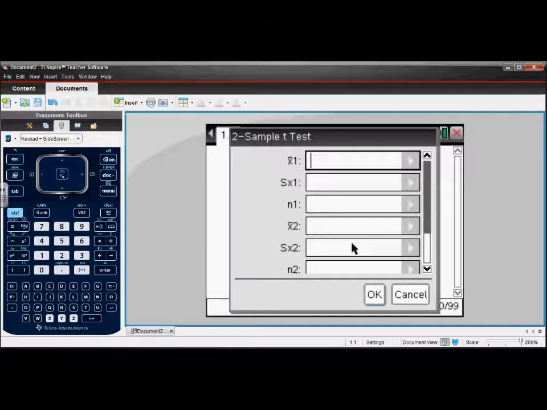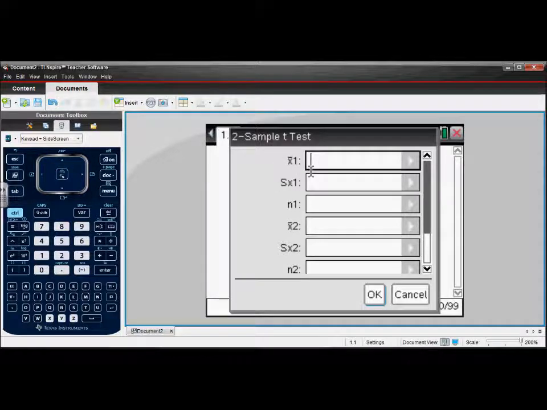Now what I'm going to use is for x bar 1, standard deviation 1, that's S sub x1, and sample size 1, that will be my smokers. And then x bar 2, S sub x2, and n2, that will be my non-smokers.